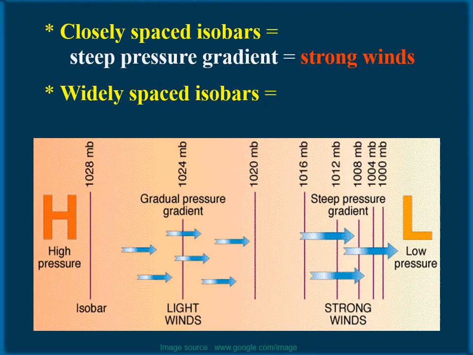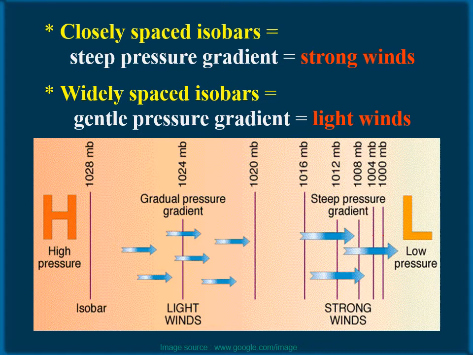At the same time, widely spaced isobars indicate that the air pressure changes only slightly with distance, and thereby the pressure gradient is weak. So you can see in this picture that on the right side the change in pressure happens more quickly with little change in distance, whereas on the left side the change in pressure occurs over a greater distance. That means on the right the pressure gradient is higher, whereas on the left the pressure gradient is low.